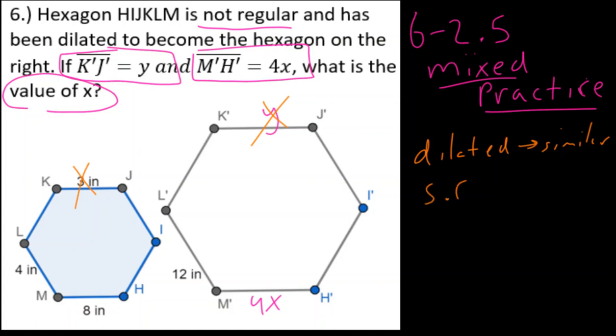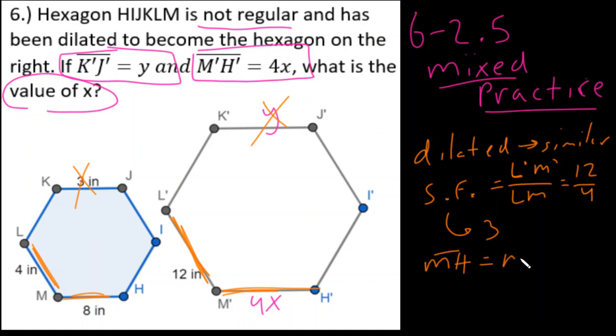So how are we going to find our scale factor? Well, we're going to say, okay, what two sides do we know numbers for? So we could say L prime M prime divided by LM, or aka 12 divided by 4 will give us a scale factor of 3. What does that really mean? Well, it means if we take a look here at MH and M prime H prime, it's not completely accurate to say that MH is equal to M prime H prime. Why? Because there's a scale factor of 3. We need to multiply the length of MH by 3 to actually set it equal to M prime H prime.